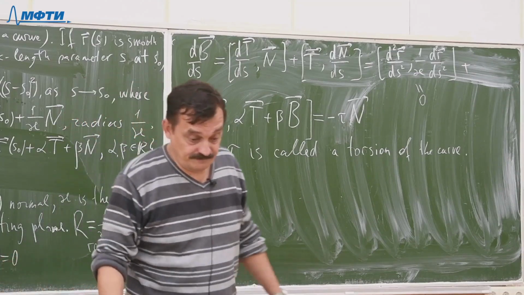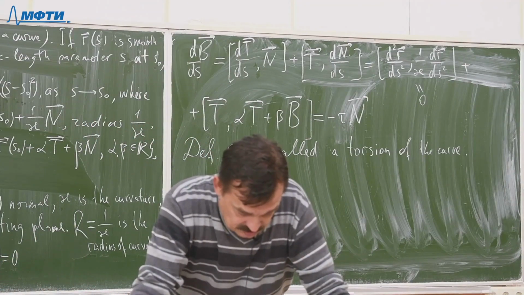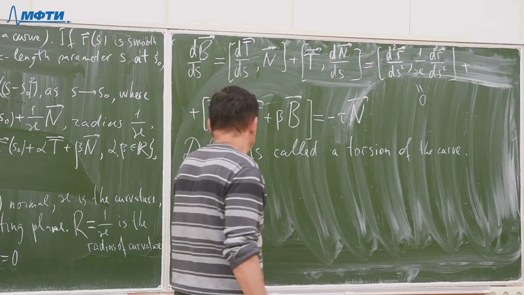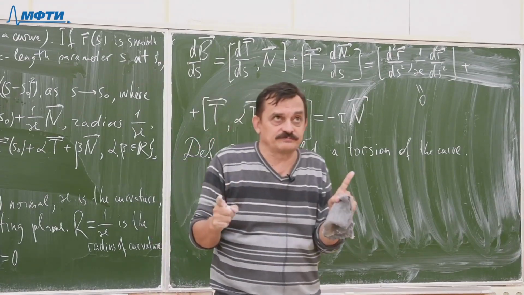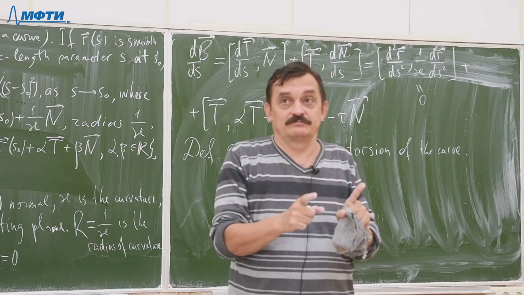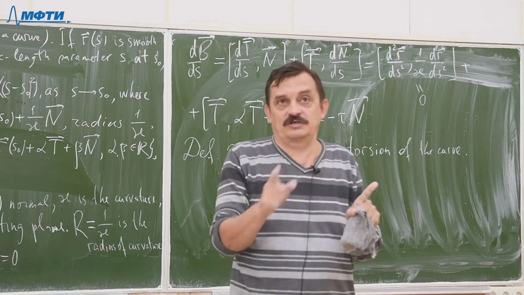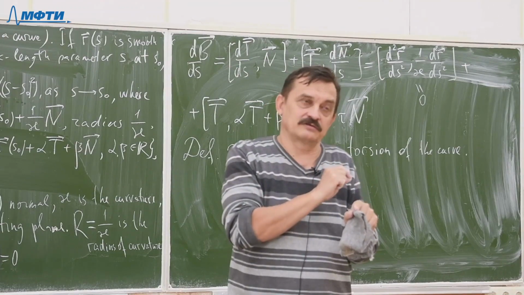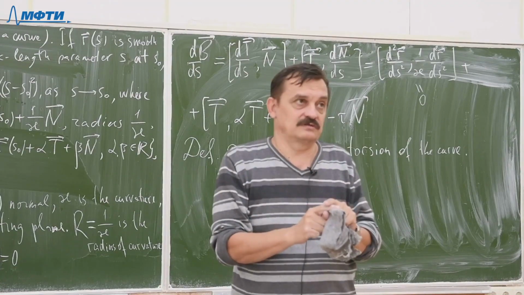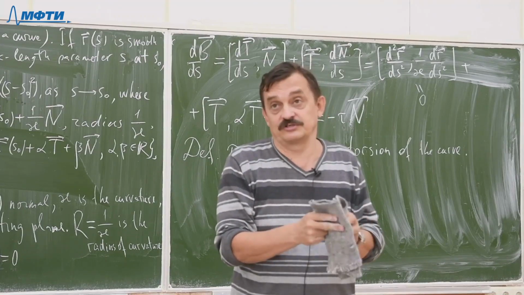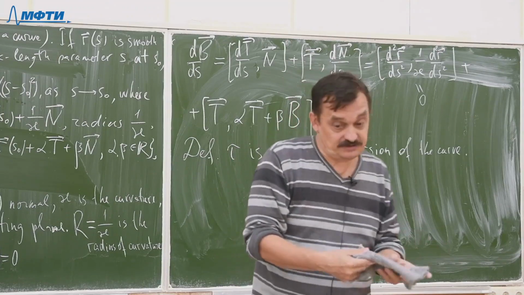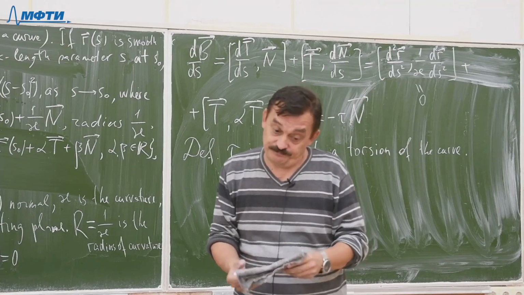I have no time to compute it, just a couple of words. In fact, torsion and curvature together determine the curve completely. If you know torsion and curvature at an arbitrary moment, then you can reconstruct the shape of the curve. I will not prove it. That is done in more general courses of differential geometry, but nevertheless I still have to do something with it for next time.